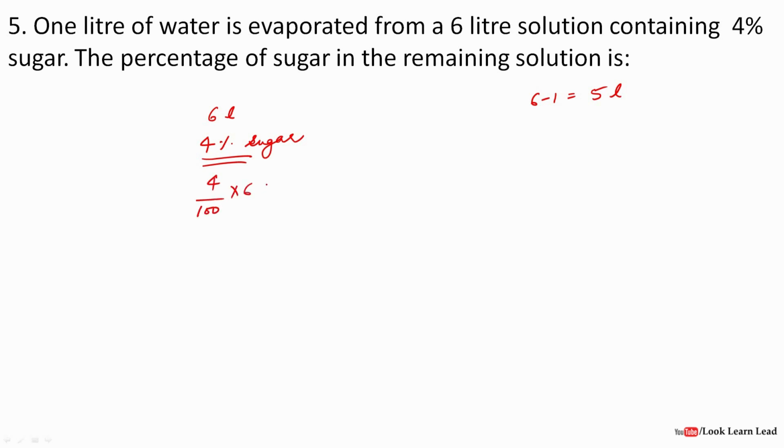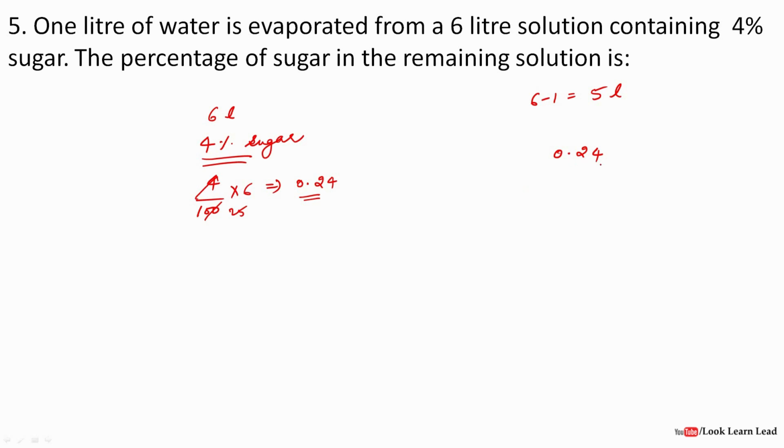When you cancel it, it will be 24 by 100. It would be 0.24. 0.24 liters would be the amount of sugar in 6 liters of solution. You understood this? Now, when 1 liter has evaporated, only water has evaporated. The amount of sugar is the same. So here also the amount of sugar would be 0.24.